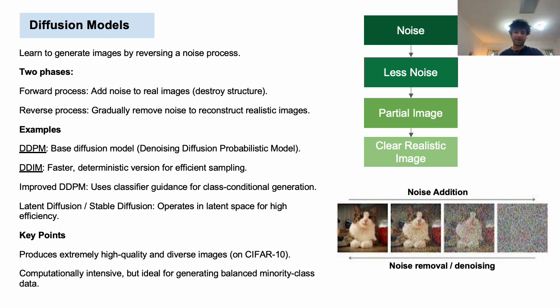Something to keep in mind is that they are quite computationally intensive. But they do produce extremely high quality and diverse data sets, especially on the CIFAR-10. So, the DDPM would be the base diffusion model. It stands for denoising diffusion probabilistic model. This, along with the DDIM, which is a faster version, would be the two models that I'd be looking at potentially.